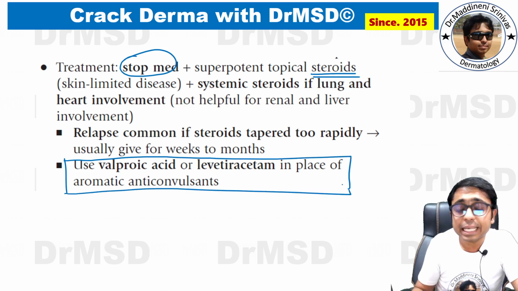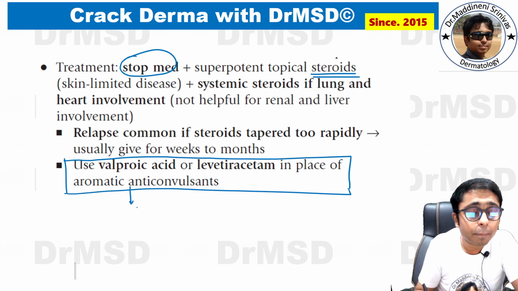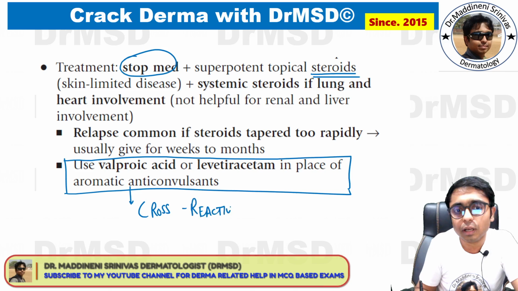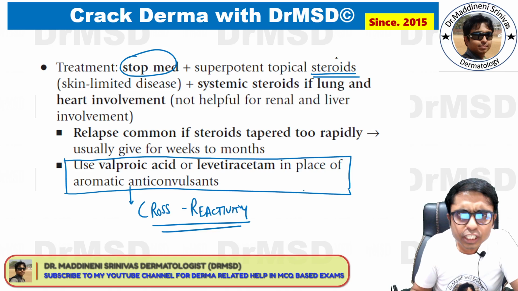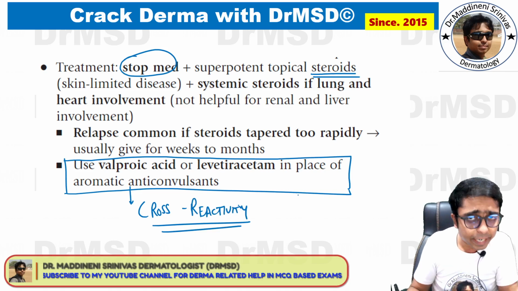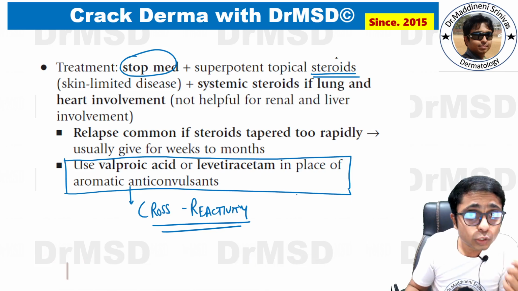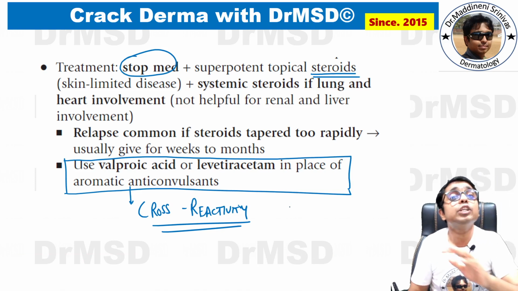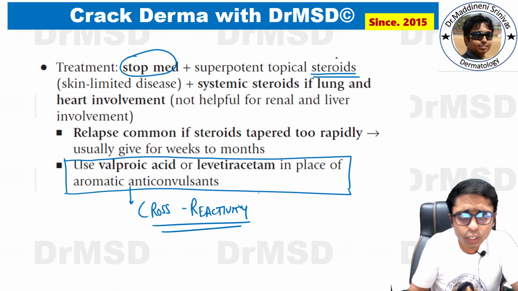So the aromatic anticonvulsants have a property of cross reactivity. So if a patient is having allergy to phenytoin, then most probably he is going to have allergy to carbamazepine or phenobarbital also. So we should not restart the patient on these medications.